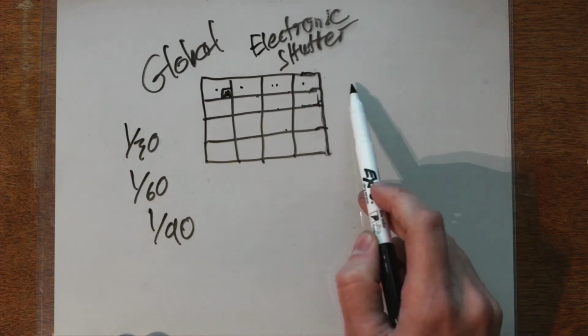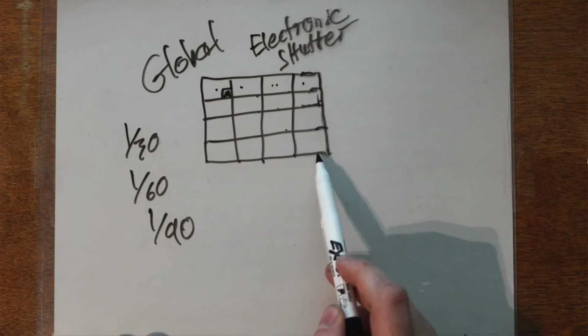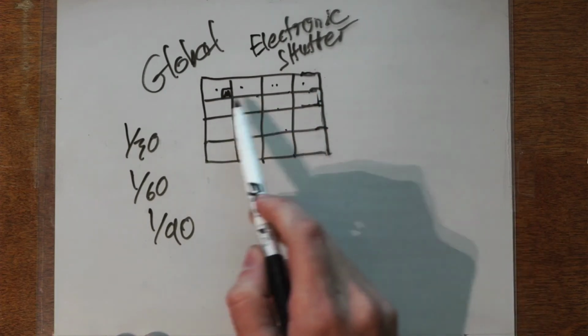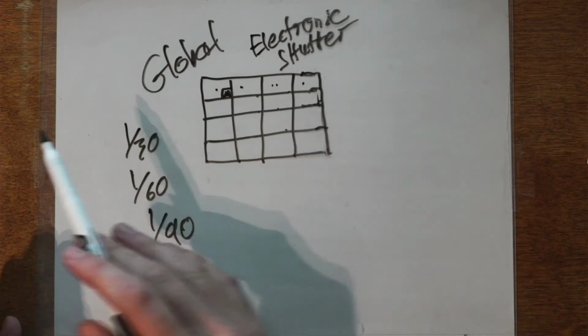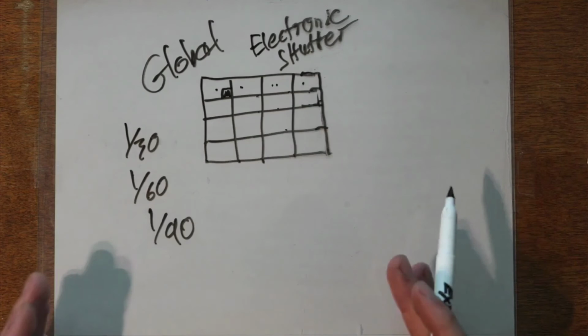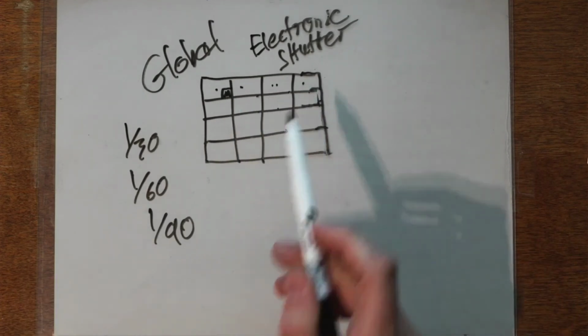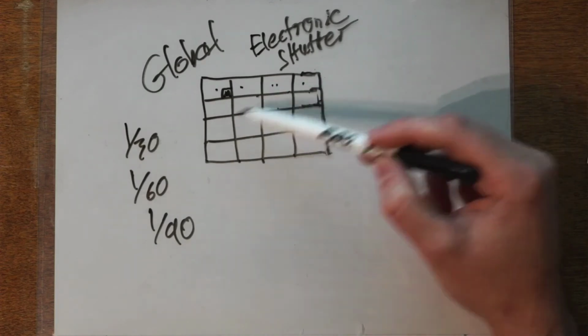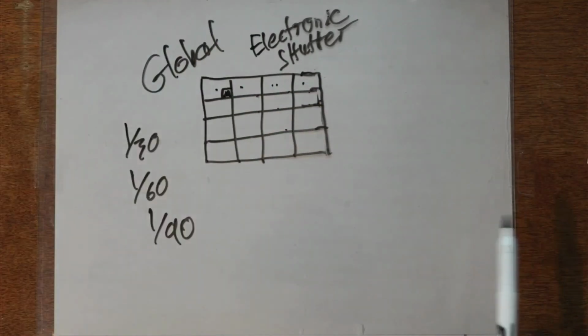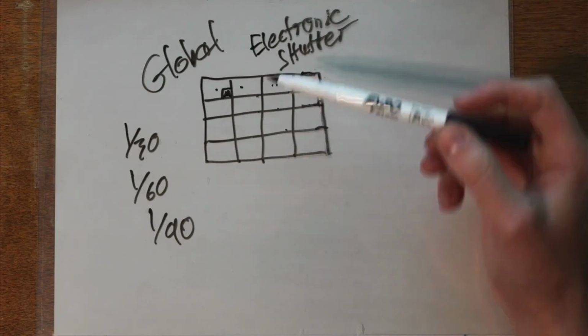So instead of taking all these, then all these, then all these, then all these, every little pixel essentially takes its own picture, stores it, then sends it on, but the timestamp on that initial take is the same. So by doing this, you get a really, really clean image. You don't get the wobble, and you don't get the scan.